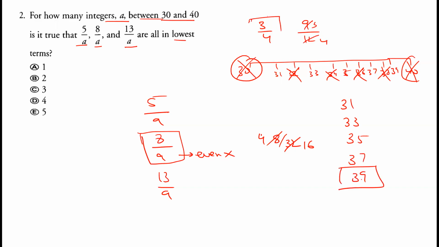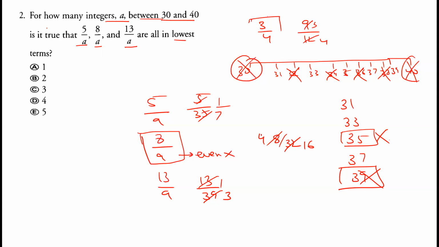But the problem with 39 is that 13 by 39 can be further simplified. It would be 13 ones are 13, 13 threes are 39. 39 is a multiple of 13, so we cannot have 39. Also we cannot have 35, because 35 is a multiple of 5. So 5 over 35 can be further simplified to 1 by 7.